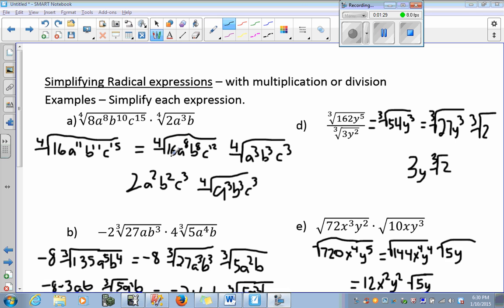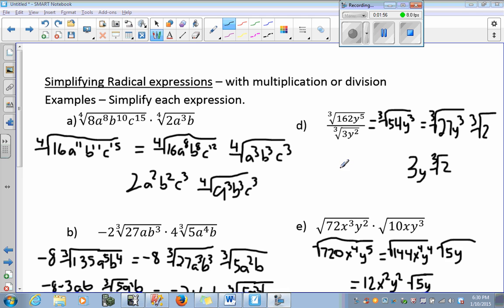The fourth root of 16 is 2. The fourth root of a to the 8th is a squared. The fourth root of b to the 8th is b squared. The fourth root of c to the 12th is c cubed. And then we just simply bring over the fourth root of a cubed, b cubed, c cubed. So our final answer, 2a squared, b squared, c cubed, the fourth root of a cubed, b cubed, c cubed.